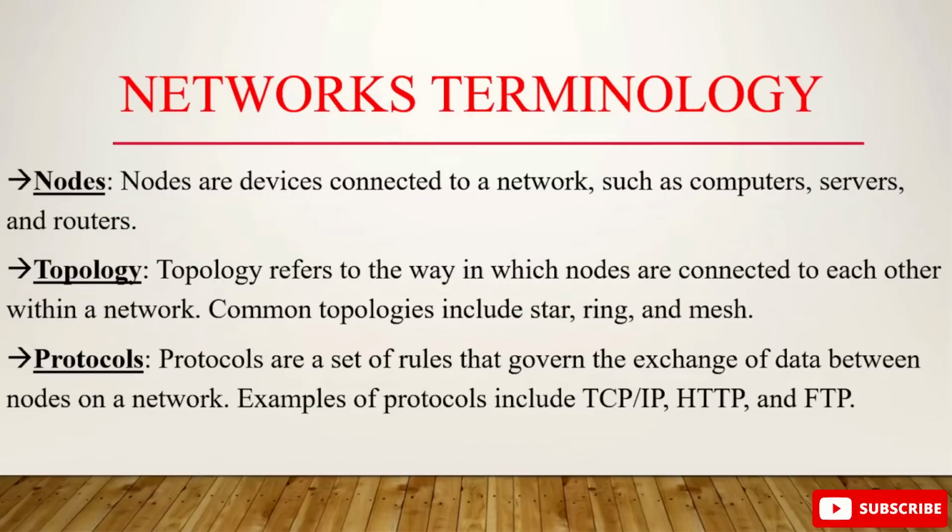First is nodes. Nodes are important in computer networks. Nodes are devices connected to the network such as computers, servers, and routers. Second is topology. Topology refers to the way in which the nodes are connected to each other within a network. Common topologies include star, ring, and mesh. Third is protocol. Protocols are a set of rules that govern the exchange of data between nodes on a network. Examples of protocols include TCP/IP, HTTP, and FTP, file transfer protocol.